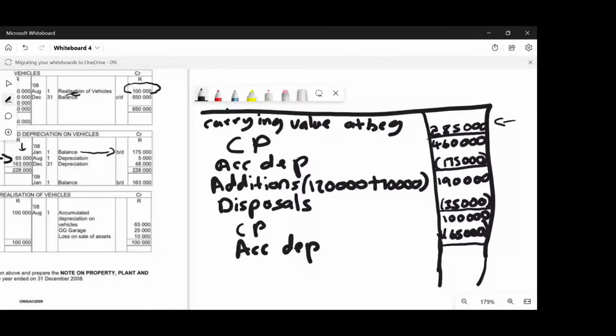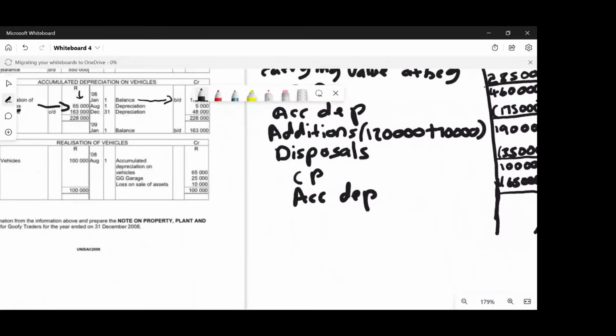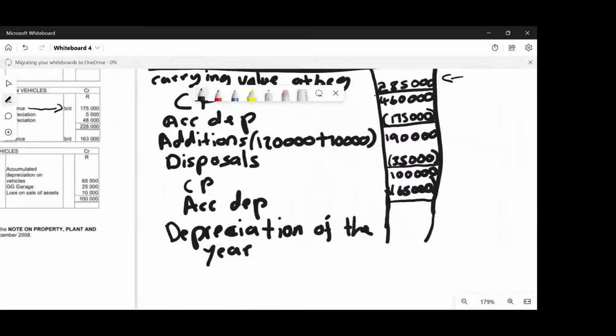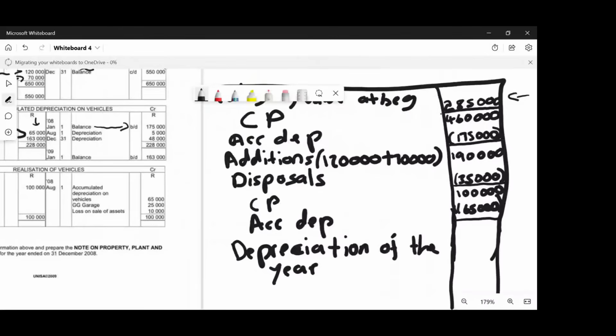Okay. If there are no questions, then we proceed to the depreciation of the year. And the nice part about this question also, it was calculated for you. Go to your credit side of accumulated depreciation. You can see these two amounts of depreciation, the 5,000 and the 48,000.